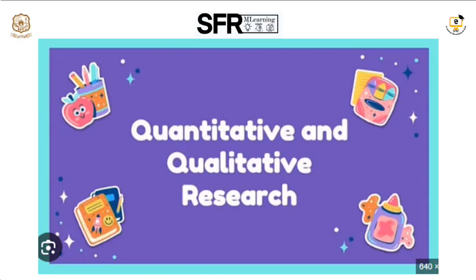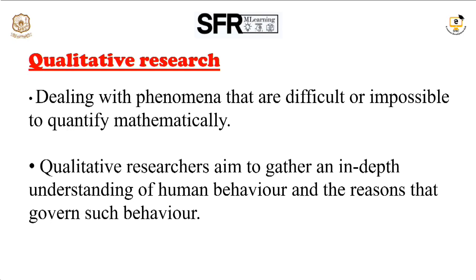Next we move on to quantitative and qualitative research. First we see about qualitative research. Qualitative research is research dealing with phenomena that are difficult or impossible to quantify mathematically, such as meanings, attributes and symbols. Qualitative researchers aim to gather an in-depth understanding of human behavior and the reasons that govern such behavior. The qualitative method investigates the why and how of decision making, not just what, where, when.